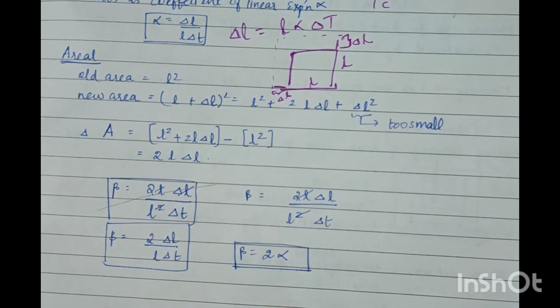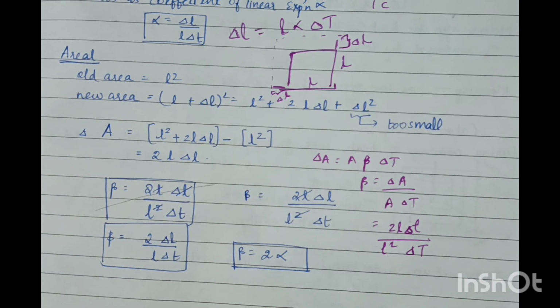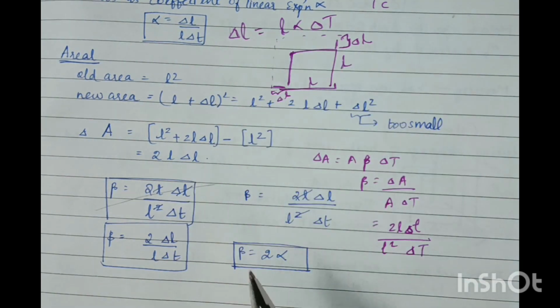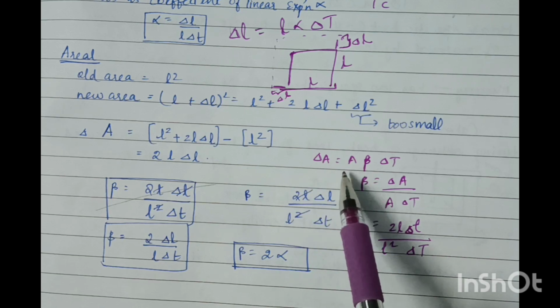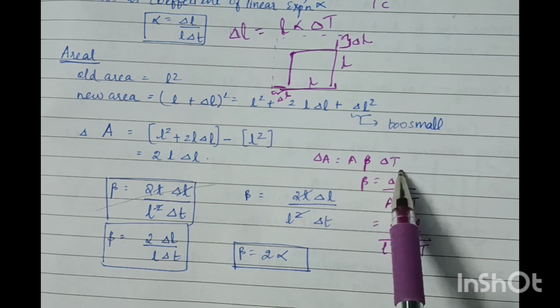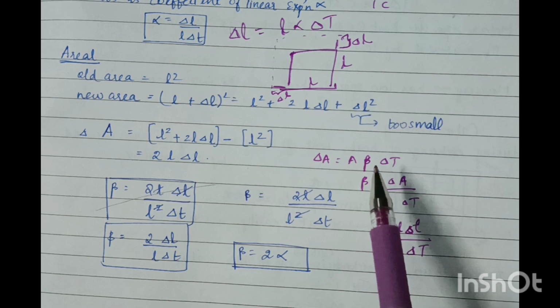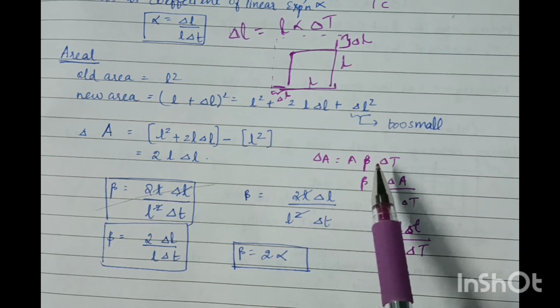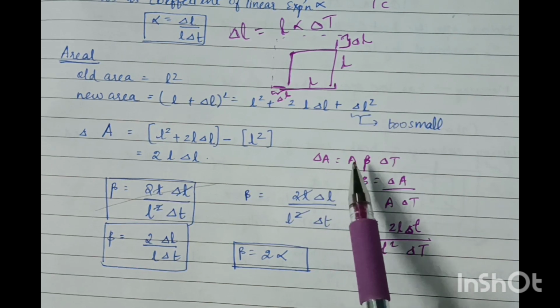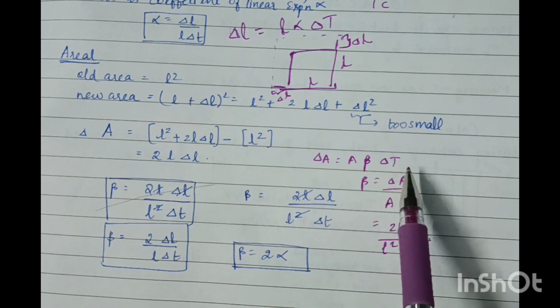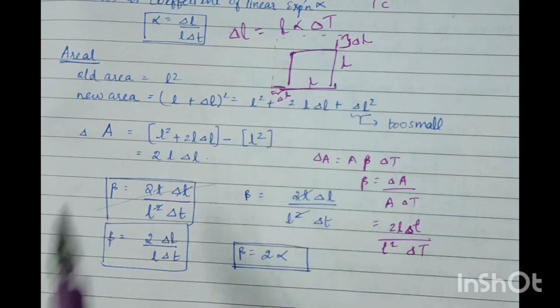Please note one thing. Previously I told you delta L is L alpha delta T. Similarly, delta A equals A beta delta T, where beta is the coefficient of areal expansion. This equation remains the same: delta A equals A beta delta T, delta L equals L alpha delta T.